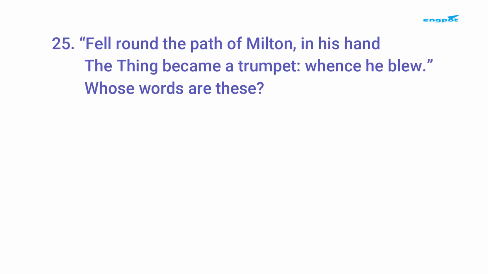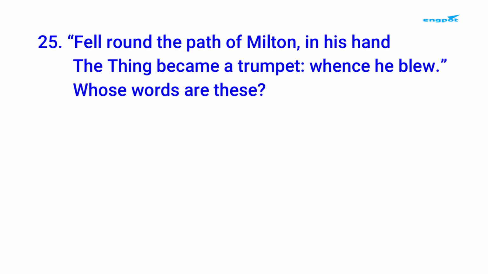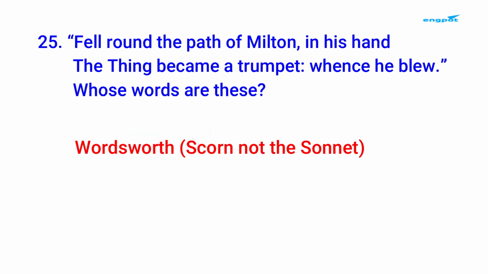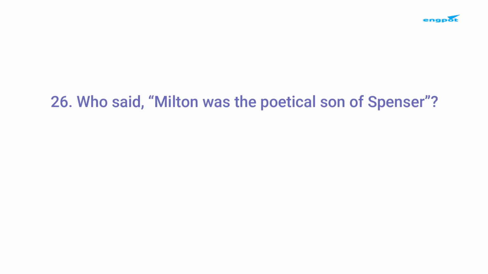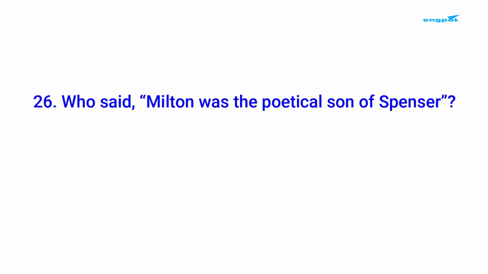Fell round the path of Milton, in his hand the thing became a trumpet whence he blew. Whose words are these? These are the words of Wordsworth in his Scorn Not the Sonnet. Who said Milton was a poetical son of Spenser? John Dryden in his Preface to Fables, Ancient and Modern.